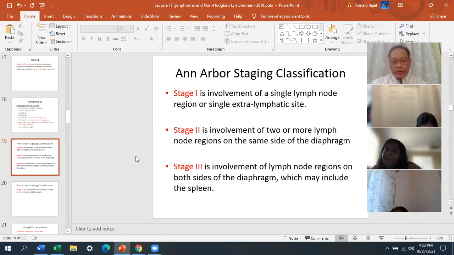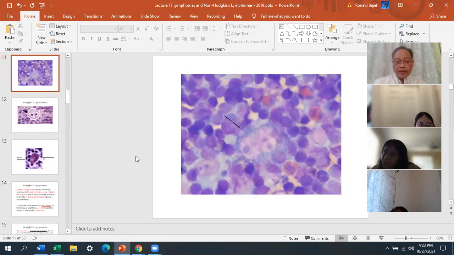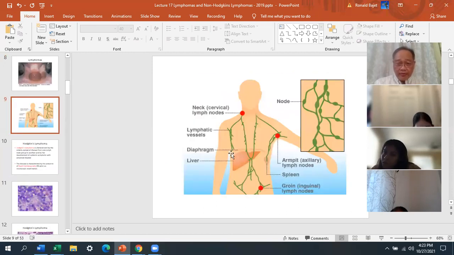Stage 2 is involvement of 2 or more lymph nodes, but they're on the same side of the diaphragm. So remember, I had the diaphragm. Let's go back to that. So if it's on the same side of the diaphragm, here's the diaphragm here. So if it's in the armpit and lymph nodes only, then that's stage 2. If it's in one area here or one area here or here, then that's stage 1. But if you have 2 on one side, that's stage 2.